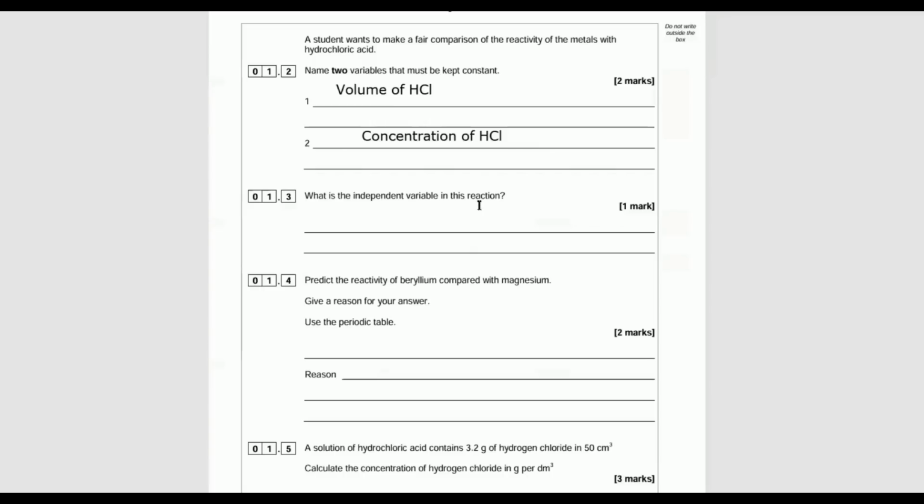Right. What is the independent variable? What were they changing in that picture? What was different about the 4 test tubes? It was the type of metal. Independent variable is always what you're going to change. So that should go bish, bash, bosh.